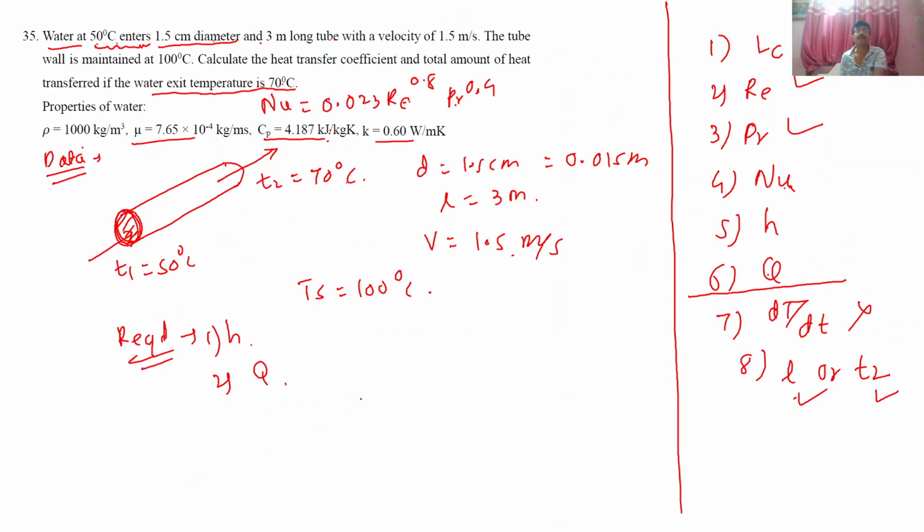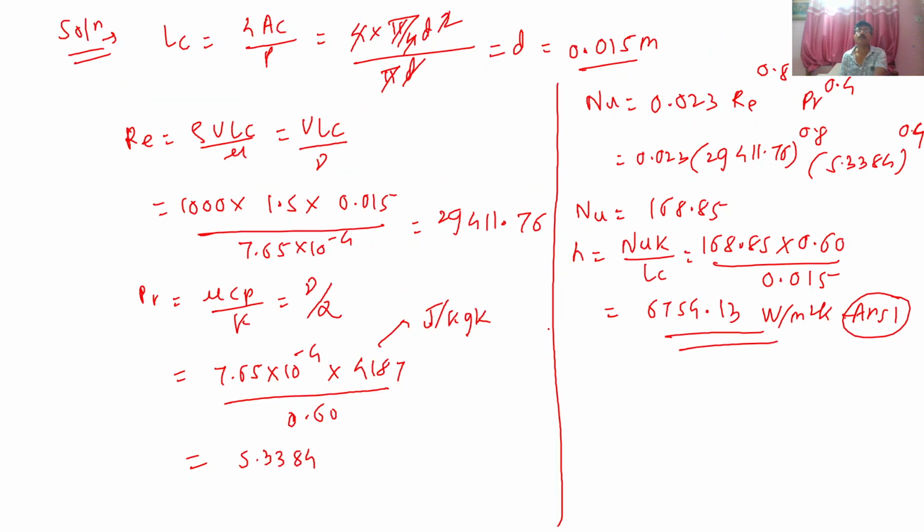What is next? They have asked you the value of Q. So how to get Q? Q is equal to, by Newton's law of cooling, h A (Ts minus T infinity). There are two formulas for Q, but the first is always Newton's law of cooling. So what is unknown here? I think area. So what is the area for flow through a duct or channel or pipe? Area is perimeter into length. So what is perimeter? Pi d into L.